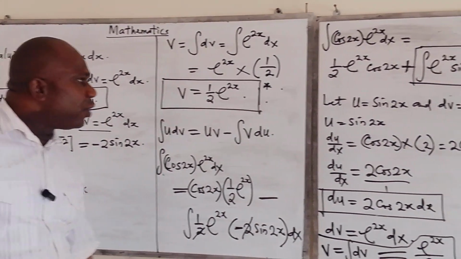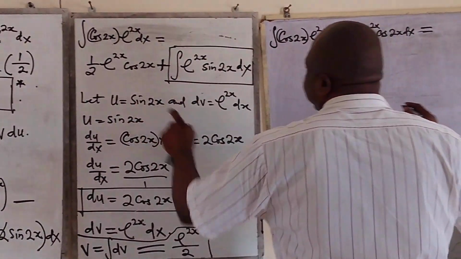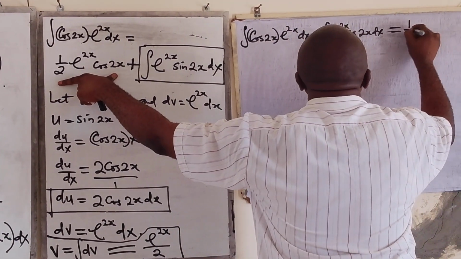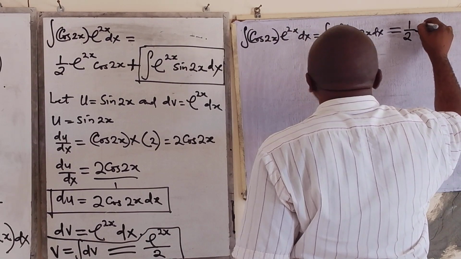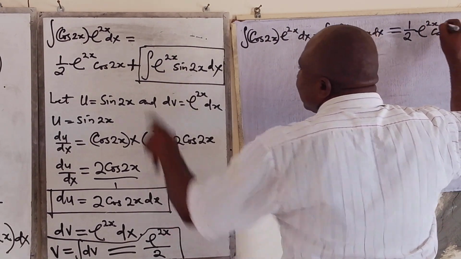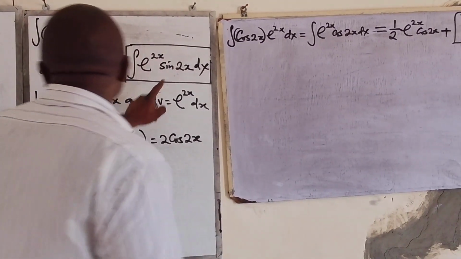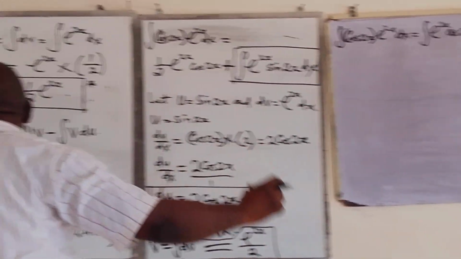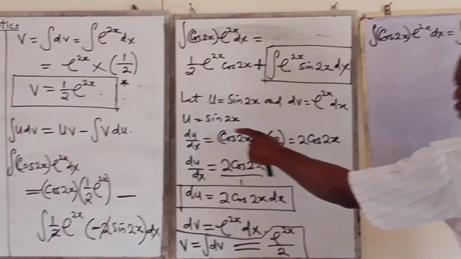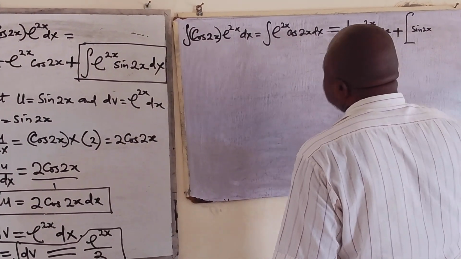So in this case, now we're going to pick our u, and we say let u be equal to sine 2x. But before this, we have a function here that is 1 all over 2 e raised to the power of 2x cos 2x. Then here we have plus. Now we are bringing in the whole of this, that's the integral of this using the same integration by parts. So it means here we have uv. Our u is sine 2x. So we have sine 2x.